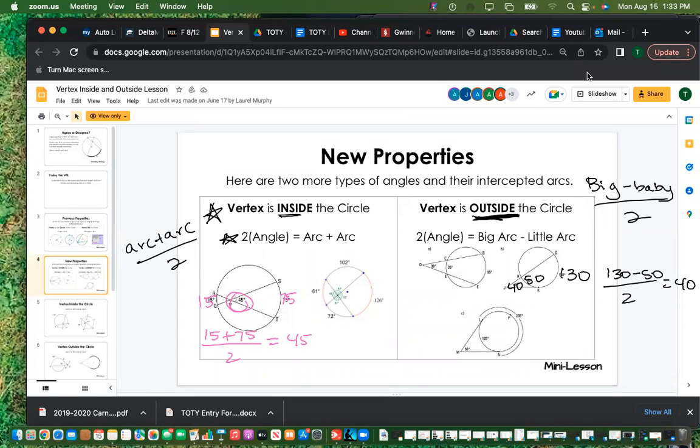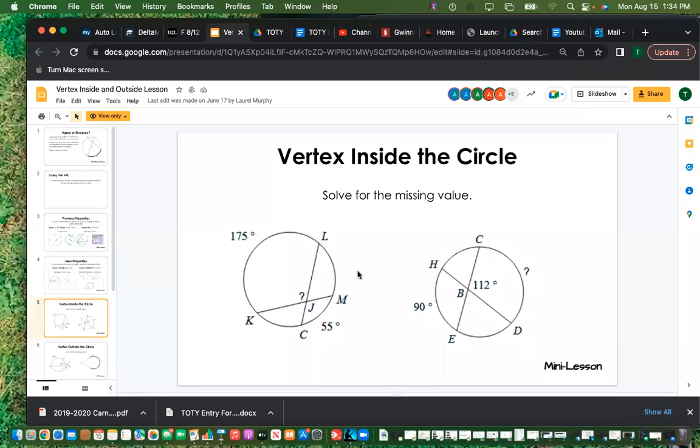On your paper, draw a circle. It doesn't have to be perfect. You're going to put these two chords. This arc is 175. You're trying to find this angle. And then this is 55. Okay, so what's going to happen?